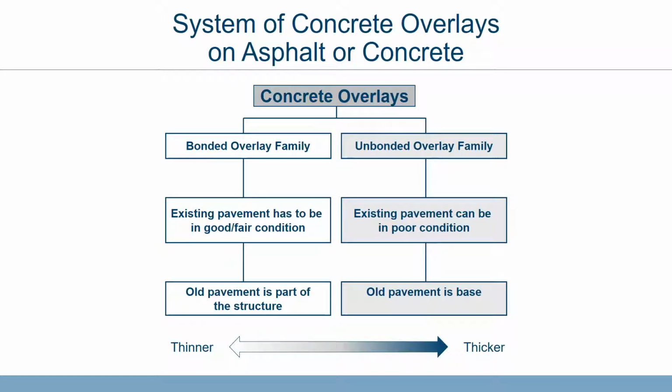We got some questions about it last week, but primarily as we're looking at it today, the bonded overlay family is a family of solutions that could be applied to an existing pavement that has to be in good to fair condition. And from a design standpoint, there is the assumption that there will be bond and the old pavement is a part of the structure. The unbonded overlay family are a family of overlays that would be applied to an existing pavement that could be in poor condition. And the old pavement from a design standpoint is really just considered part of the base.